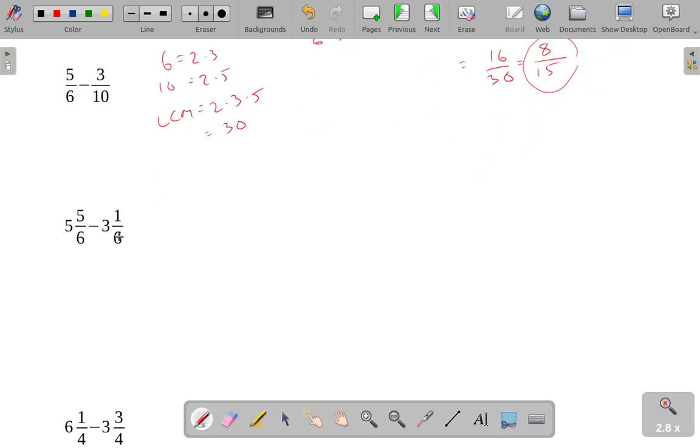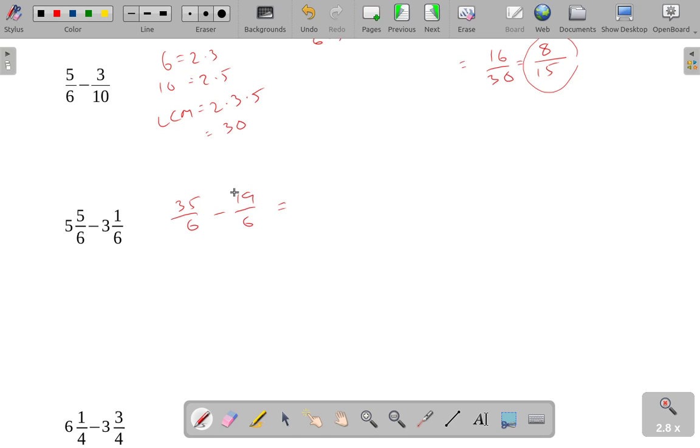Similarly, if you have mixed numbers, there are shortcuts you can do on some of these. I don't think it's worth your time to spend learning about some of those shortcuts. I wouldn't bother. I'm just going to convert these to improper fractions. This is 30 plus 5, which is 35 over 6. This is 18 plus 1, which is 19 over 6.